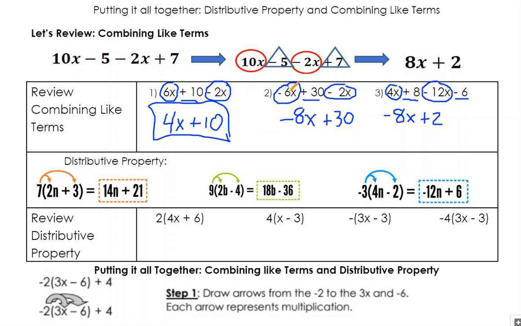All right, number 2, negative 6x and minus 2x. I can combine those because they were both x's. Negative 6x minus 2x is negative 8x. Plus 30, I couldn't combine it with anything because there were no other constants. So this right here is my answer.